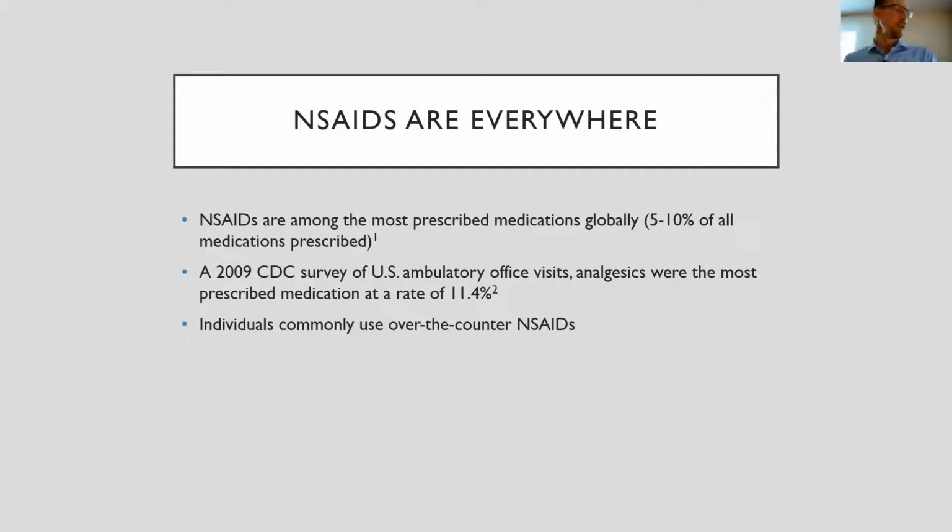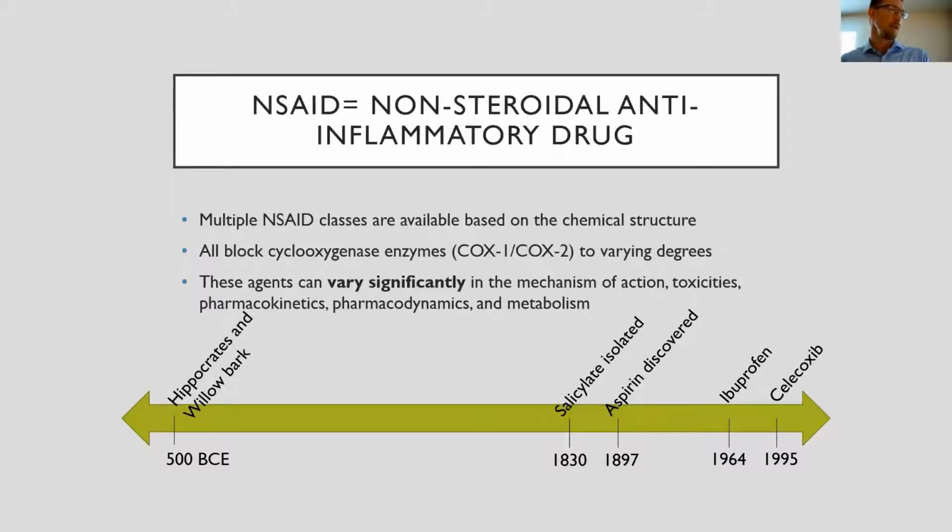A 2009 CDC survey of US doctors, basically ambulatory practices, found that analgesics were the most commonly prescribed medication, whether it be a new prescription or a continued medication, at a rate of about 11.4%. So that's not specific to NSAIDs, but we do provide a lot of analgesics. And again, the over-the-counter NSAID thing.